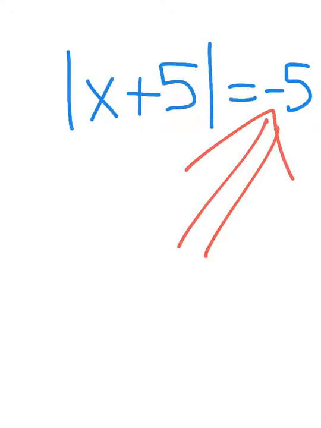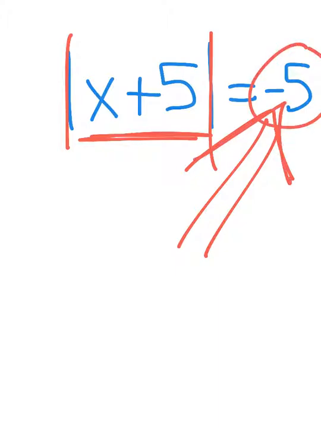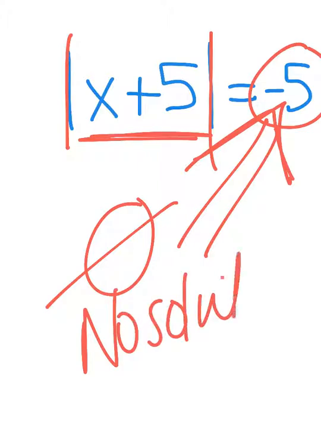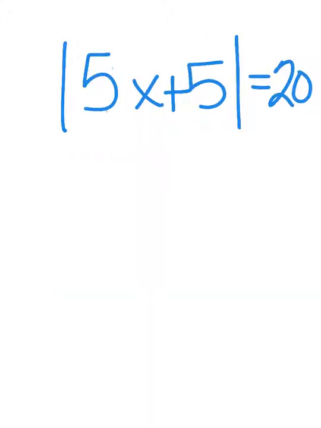Danger, Will Robinson, we have a not possible thing. Absolute value, by definition, asks you how far is it from 0, and that answer is always a positive answer. So the minute that you see an absolute value equation equal to a negative, you're going to say, there are no solutions to this. There is nothing that makes this true, ever.